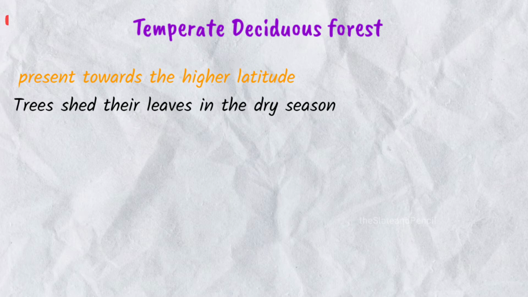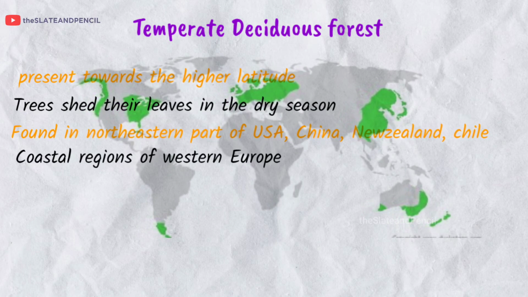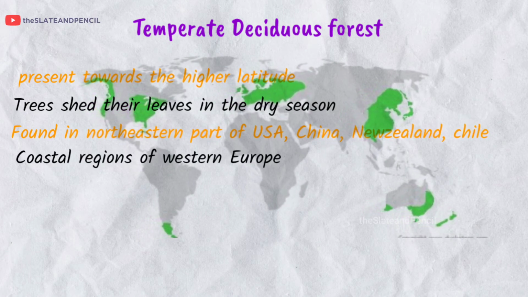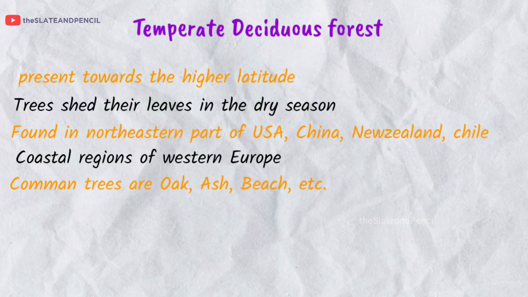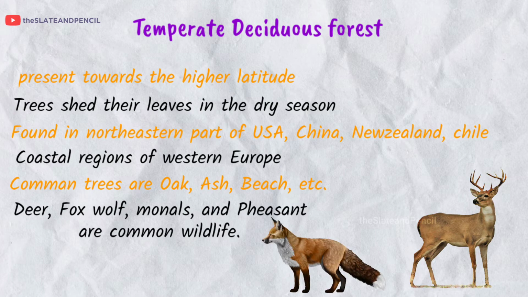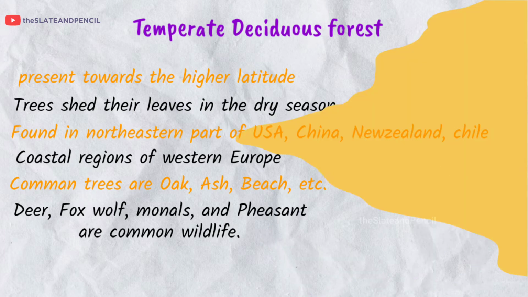These are found in the northeastern part of the USA, China, New Zealand, Chile and also coastal regions of the Western Europe. The common trees of the temperate deciduous forest are oak, ash, beech, etc. Deer, fox, wolves, monal, pheasants are the wildlife commonly seen in the temperate deciduous forest.